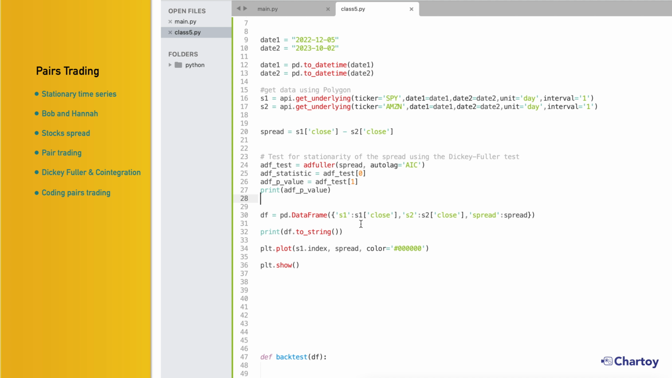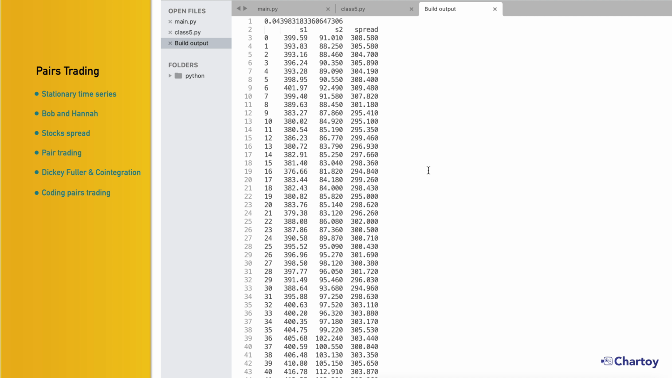Here we just create a data frame with the S1 and S2 prices and the spread, just so we can see. We print it, and later we plot the result to see it visually. So let's run this and see how it looks. Well, this is the data frame, and we can see here the Dickey-Fuller result.